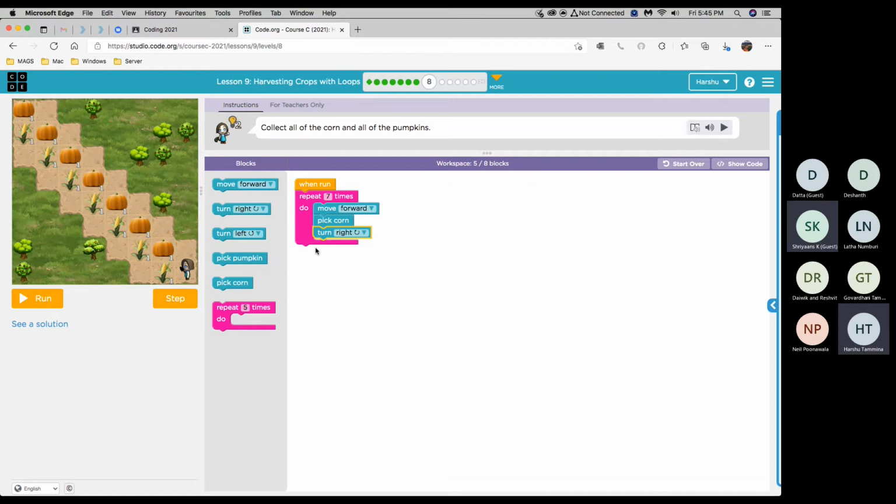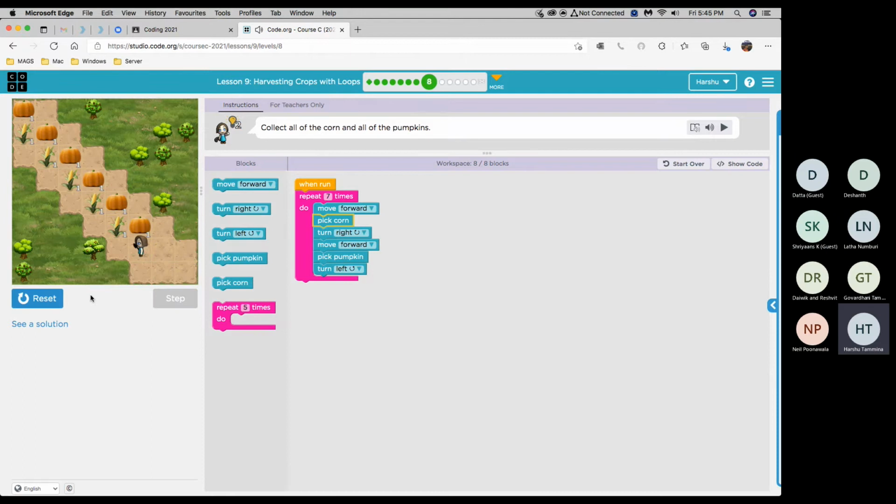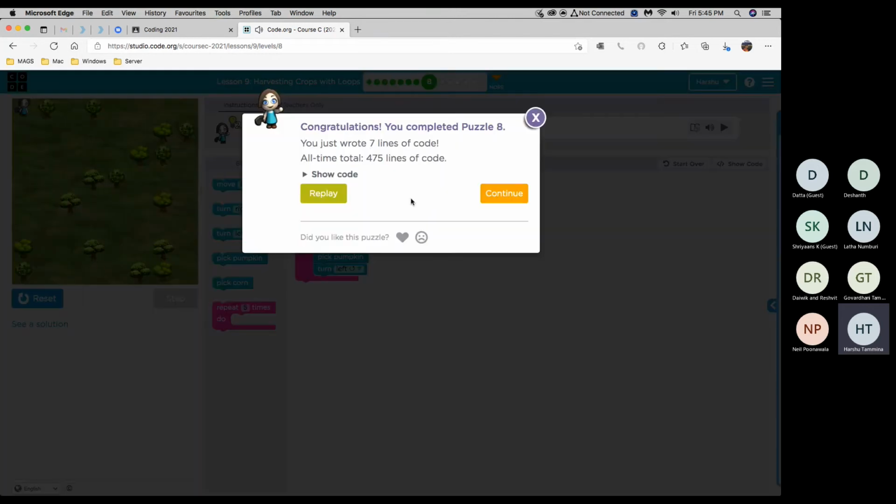And then move forward. And then pick pumpkin. Yep. Turn left. Okay. You sure that's correct? That's correct. Okay, let's run it and see. That's correct. Good job.